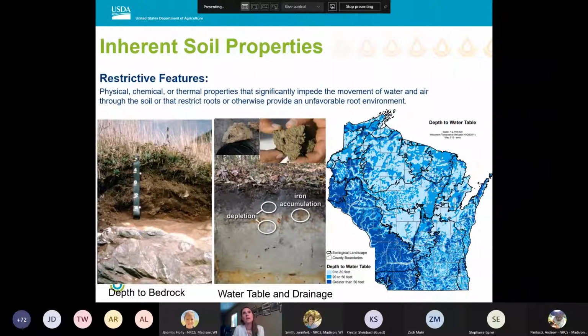The second figure shows some redox features. So you have depletions, iron accumulations. On the top, you can see a little black spot. That's a manganese concentration. So when you're talking about hydric soil indicators, these are formed, which is what this is demonstrating. They're formed by the accumulation or loss of iron, manganese, sulfur, carbon under saturated and anaerobic conditions.